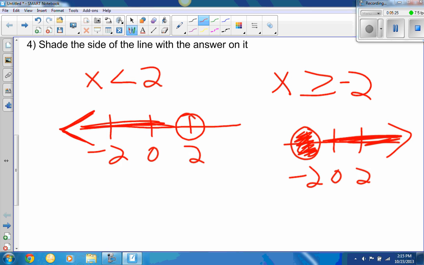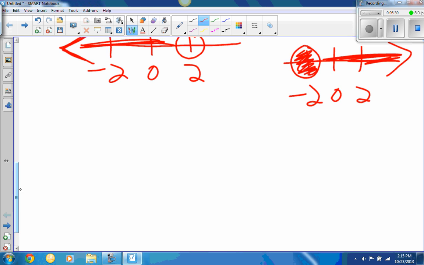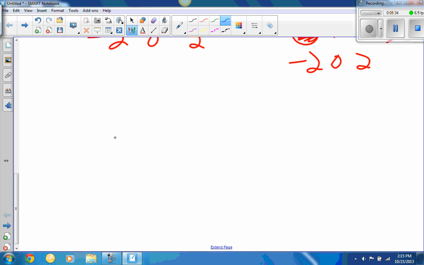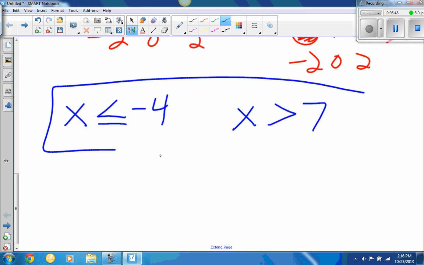So bring that knowledge with you. And actually, I have a couple questions for you. So I want you to bring this with you. I want you to graph these two things on a number line. So x is less than or equal to -4, and x is greater than 7. So these two things I want you to bring done tomorrow, and we'll talk about them when you get here.